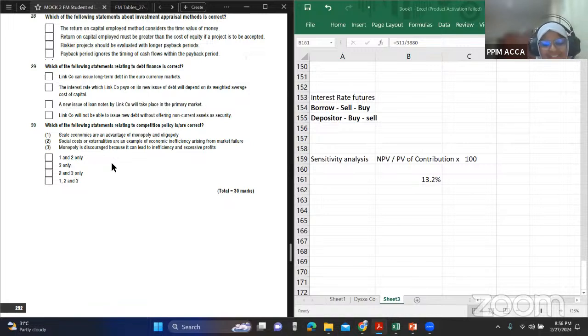Social costs or externalities are an example of economic inefficiency arising from market failure. So what is social cost or externality? It means for something that the company is doing, the company is not bearing the cost. Somebody else is bearing it. For example, they may be polluting the environment. They are not bearing that cost. It's the public who is bearing that. They are the ones who have to deal with the pollution. So that is an example of economic inefficiency. It is a market failure. That is correct too. Monopoly is discouraged because it can lead to inefficiency and excessive profits. Correct. Third one is definitely correct. So the answers are 1, 2, and 3.